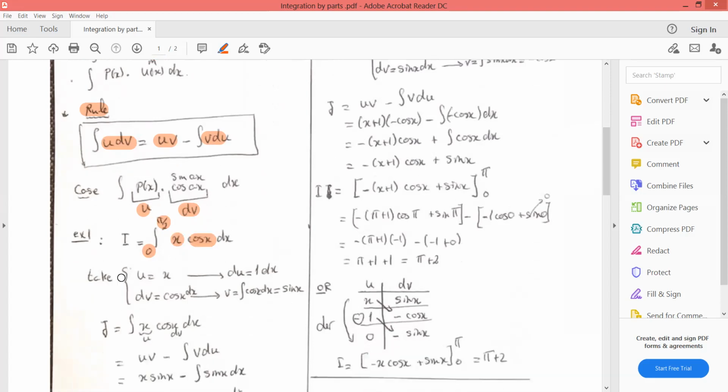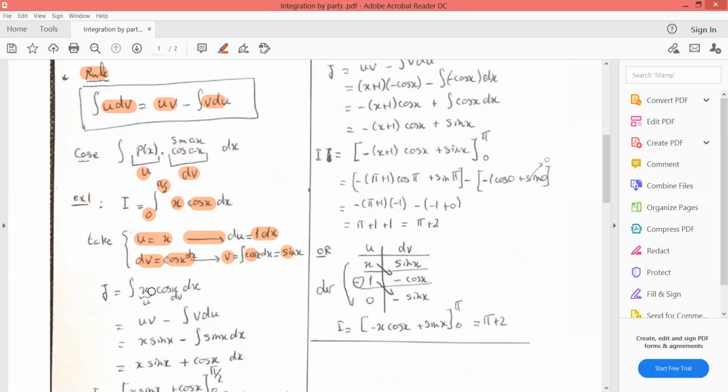Take u equals x, the polynomial part. From u, I can calculate du: the derivative of x is 1 dx. From dv, the trigonometric part, dv is cosine x dx. From dv, I calculate v by integration. The integration of cosine x is sine x. Then I can take it with the bounds directly, or without bounds first.